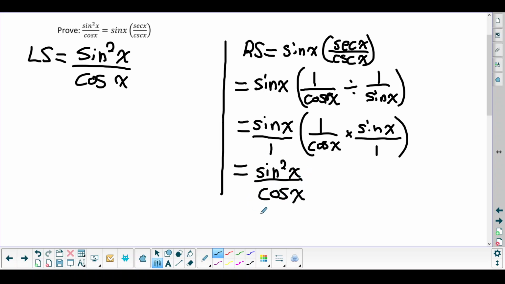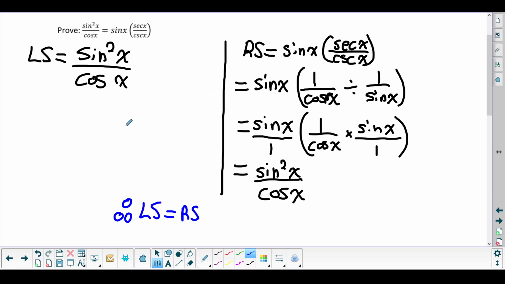And would you look at that? We have sine squared x on the right side and the left side. And we can write, therefore, that they are equivalent. Left side equals right side. We have proven that these two trigonometric expressions are equivalent.